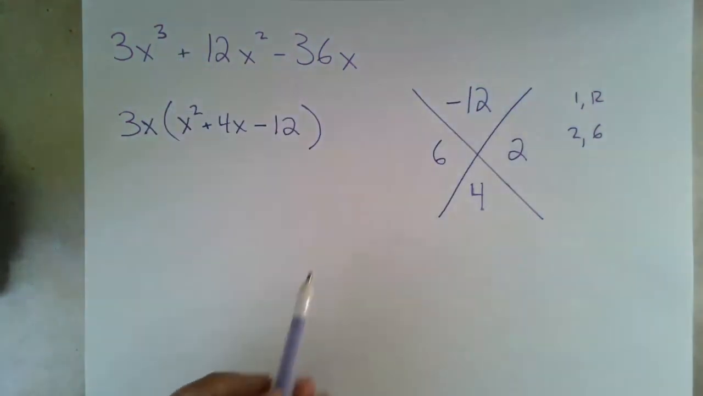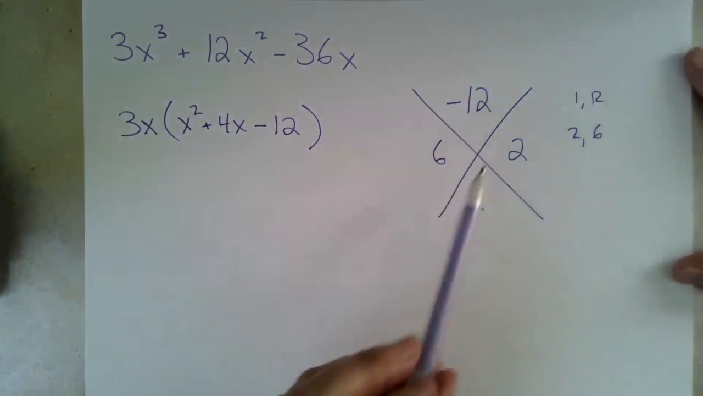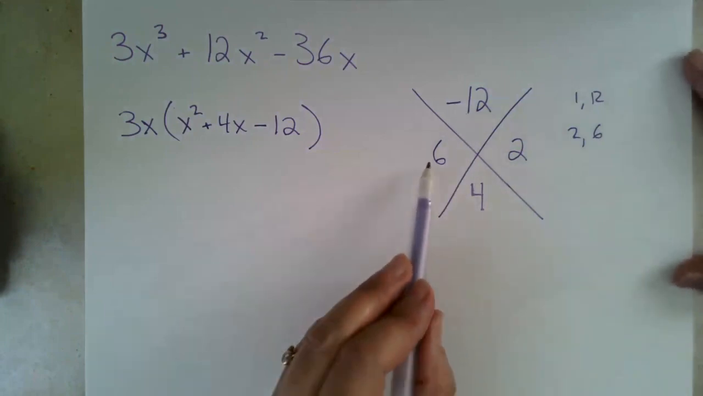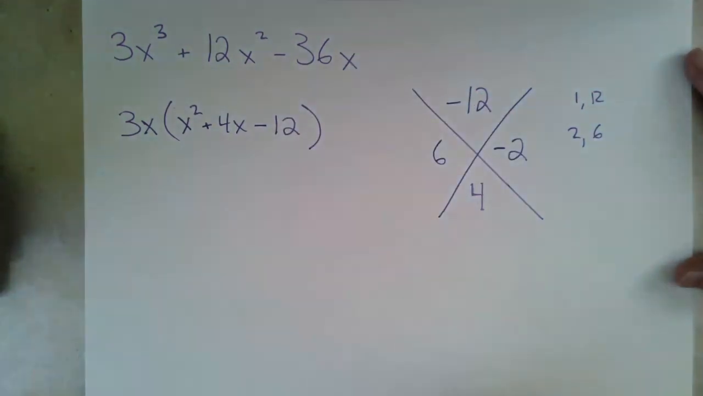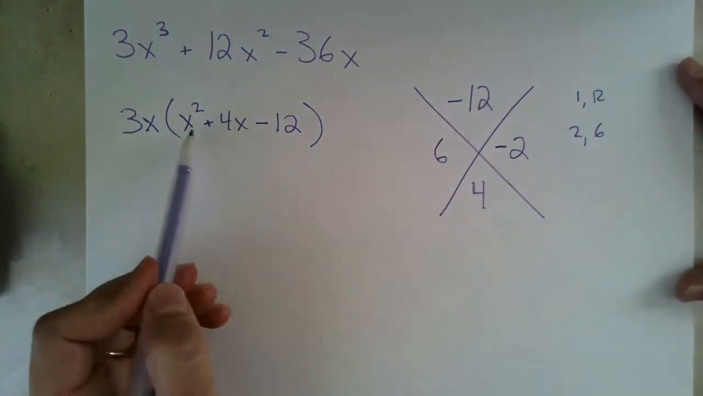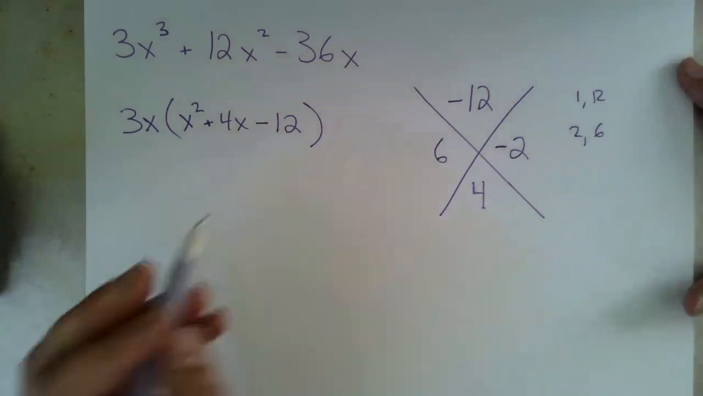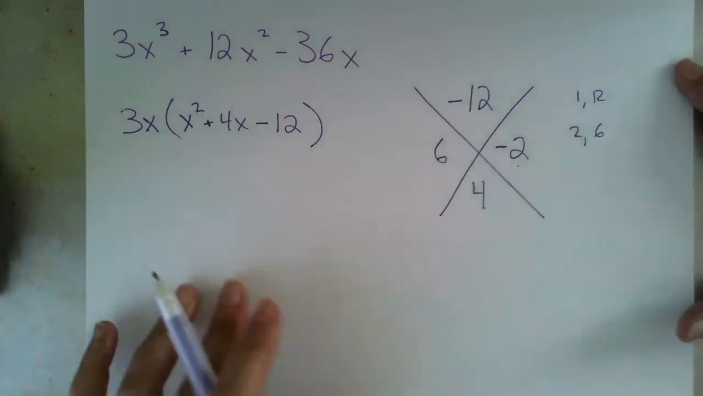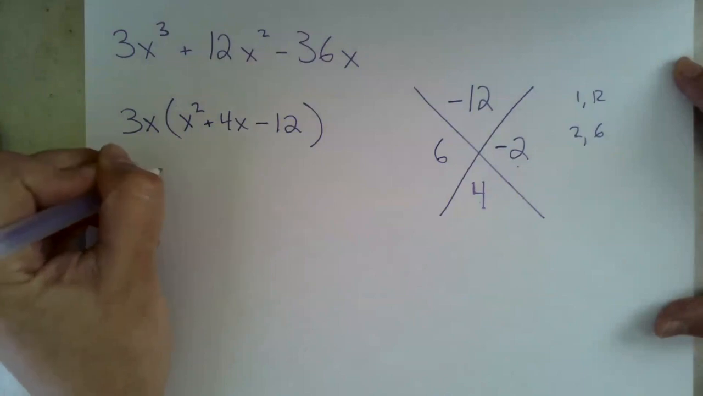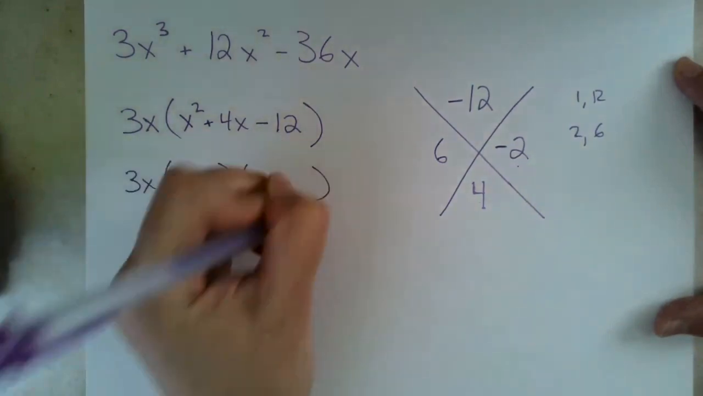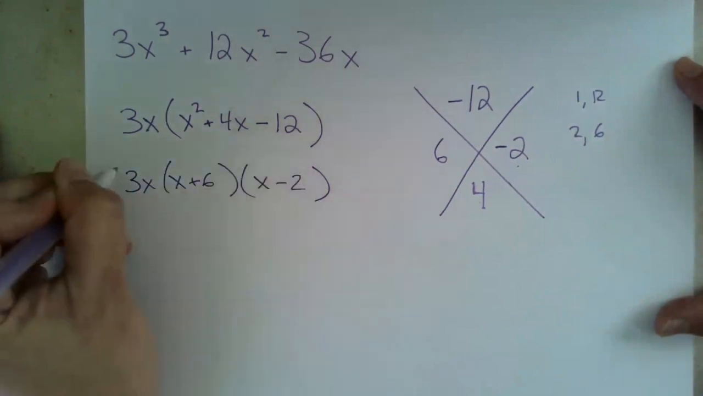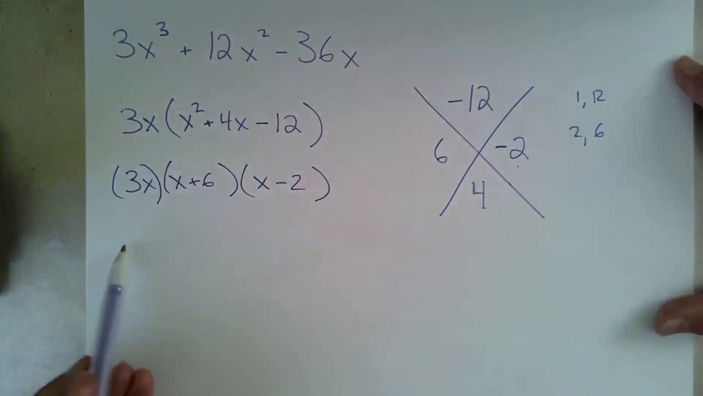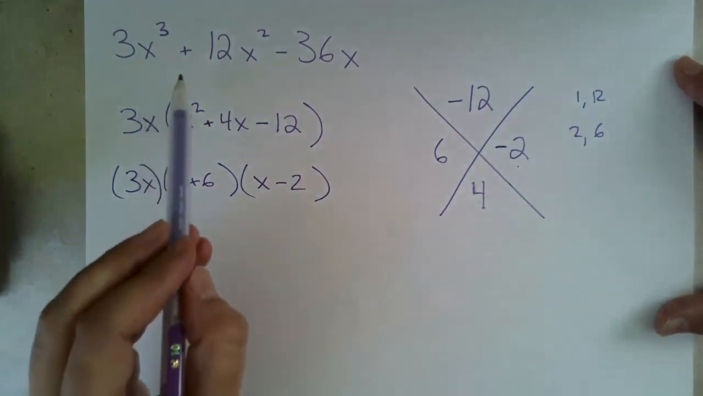So if I need to multiply to negative 12, but add to positive 4, my 6 wants to be positive, my 2 wants to be negative, and 6 times negative 2 is negative 12, so check. The coefficient of my x squared is a 1, so these are what go in the parentheses. So I've got my 3x on the outside, and then I've got an x plus 6, and an x minus 2. And this is the fully factored version of this.